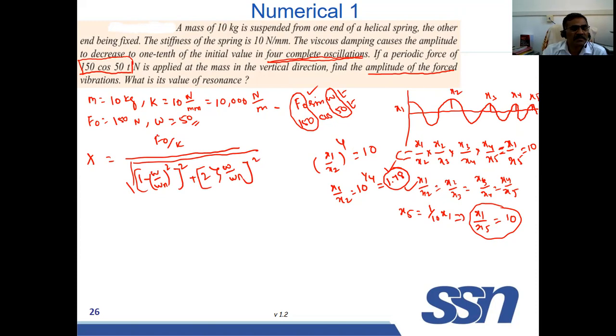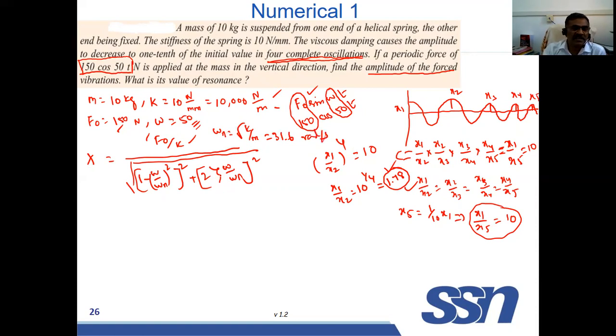Here in this problem, we have F0, it is 150. We have the value of k, it is given here. Omega value, what is the value of omega? Omega is given, it is 50. How to calculate omega n? We know omega n is equal to root of k by m. We have the value of k and the value of m. So this is 31.6 radian per second, omega n.